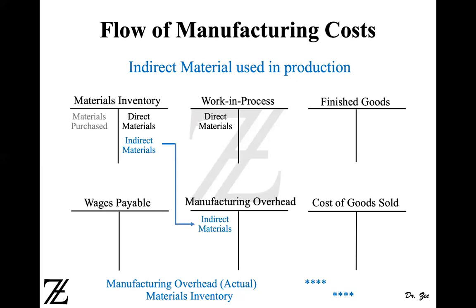The right side, or the credit side, is the applied overhead. Now, this is another topic of discussion. We're going to discuss this later in my other videos. But at this point, you understand that the manufacturing overhead is debited. That means it's an actual account, right? You can also call it a control account. Okay. So indirect material is transferred from materials inventory to manufacturing overhead.